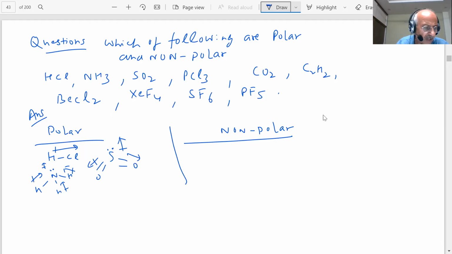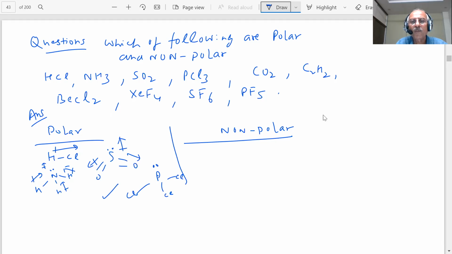And what is happening to the PCl3? What is the shape of PCl3, phosphorus trichloride? If you know the shapes, then you can tell whether these will be polar. If it has this type of shape, and nitrogen and phosphorus are in the same family, then this will have a dipole moment.